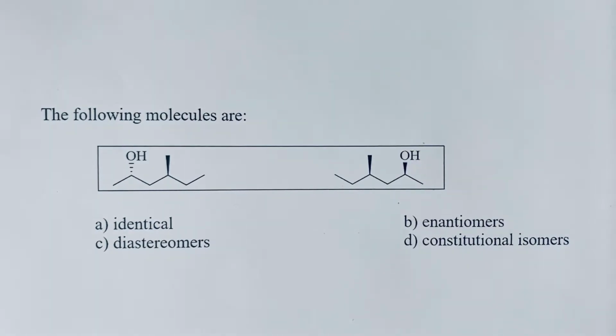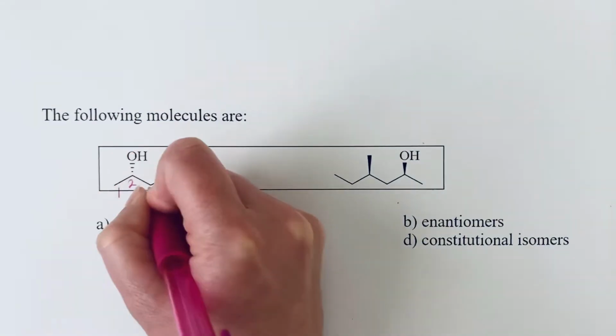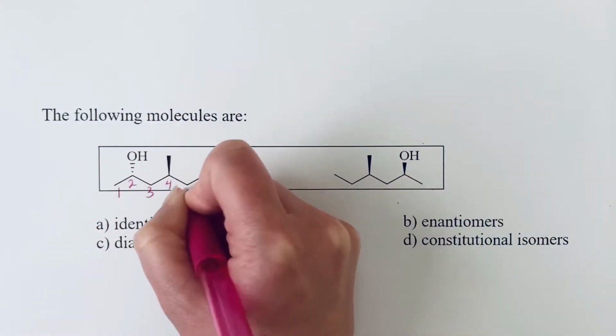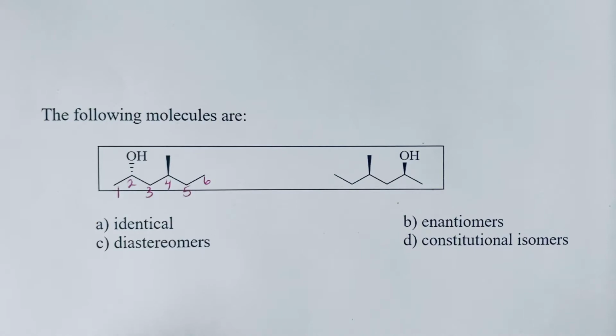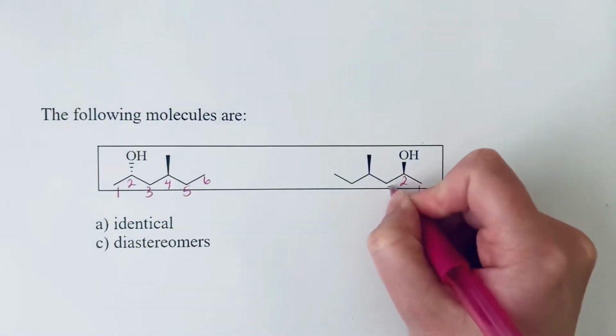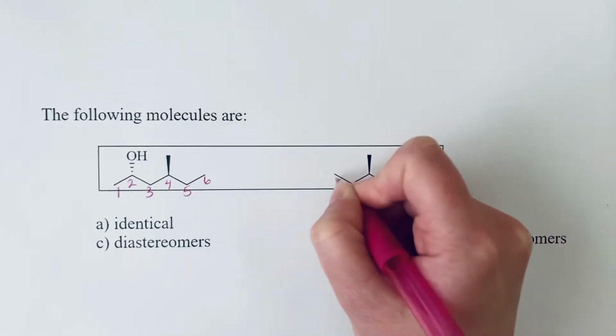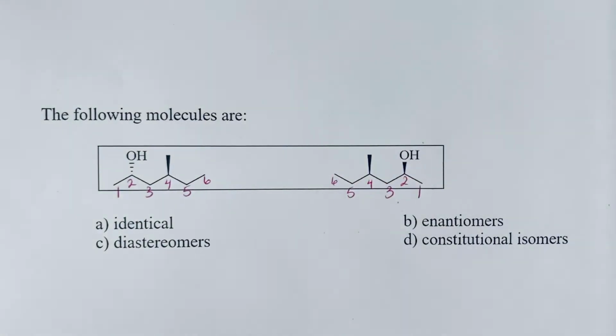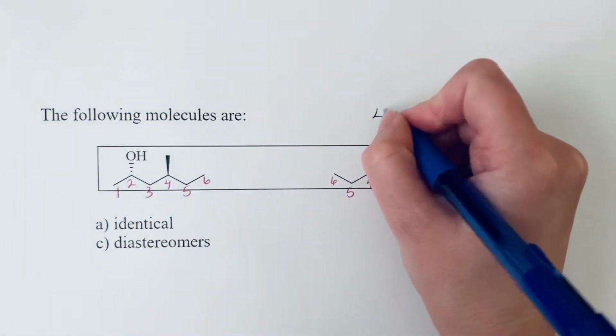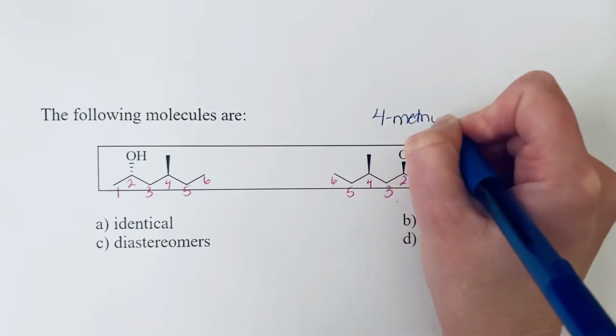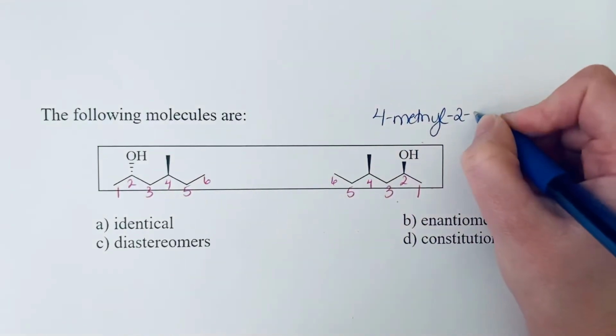And so looking at these two structures, hopefully you can see that they have the same connectivity. So if you were to number the chain like you're going to provide the IUPAC name, so I'm numbering it to give the alcohol the lowest possible number. So this would kind of be the first thing to check to see if they are connected together the same before we even worry about stereocenters. And they are. So these are both 4-methyl-2-hexanol.